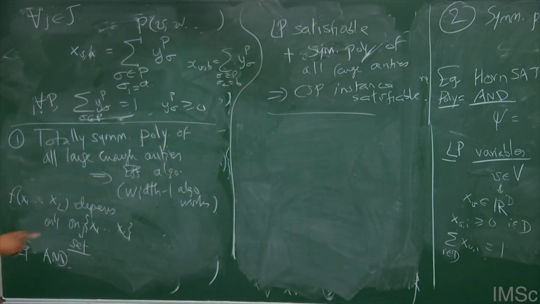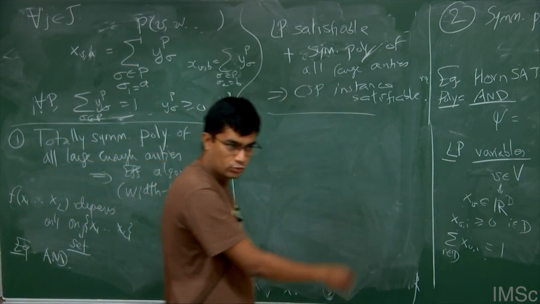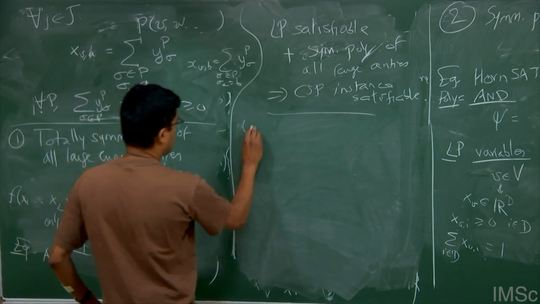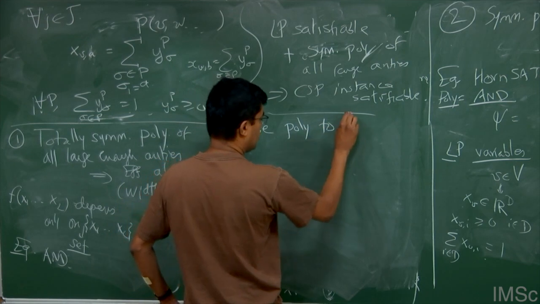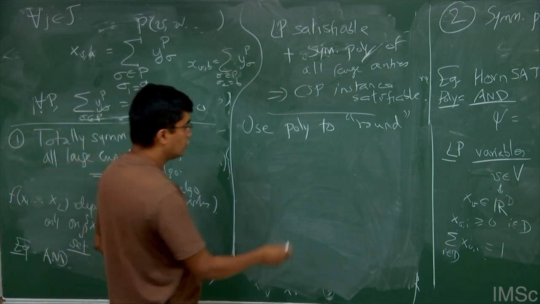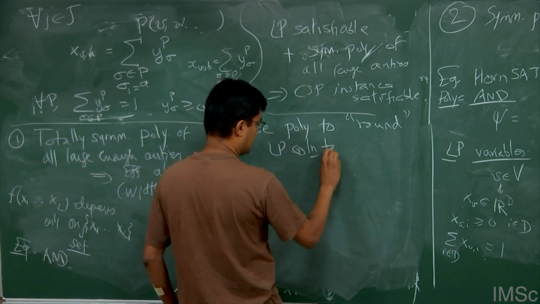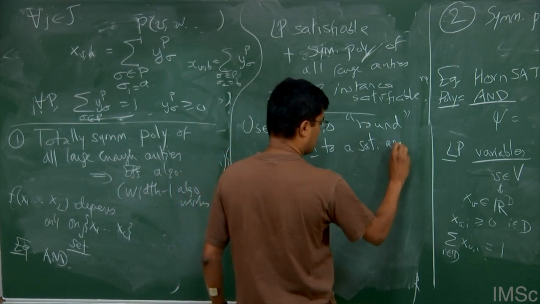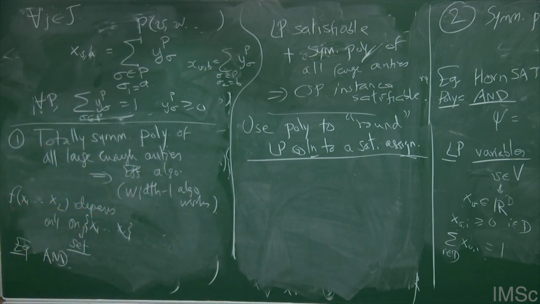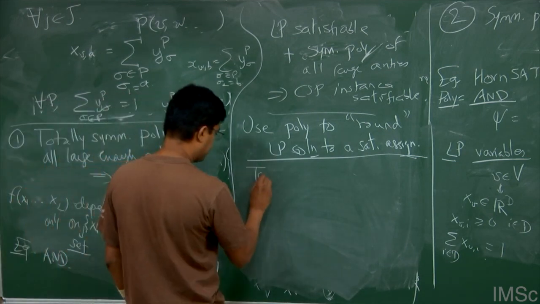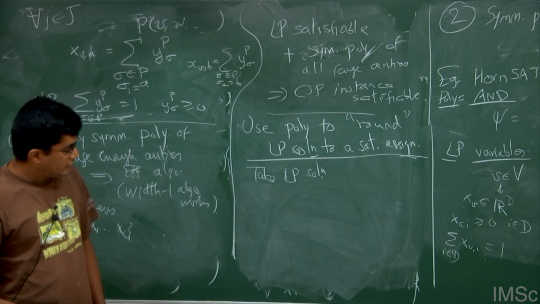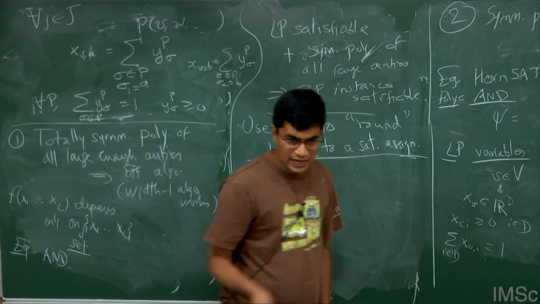Okay, how are we going to do this? The proof is going to have a high-level structure similar to what we did before. We're going to somehow use the polymorphism to round. Probably many of you have seen this: you take LP solutions and round them to an integral solution, to round an LP solution to a satisfying assignment. Okay, that's going to be the idea. So how are we going to do this? Take the LP solution. Okay, and the LP solution will be rational.